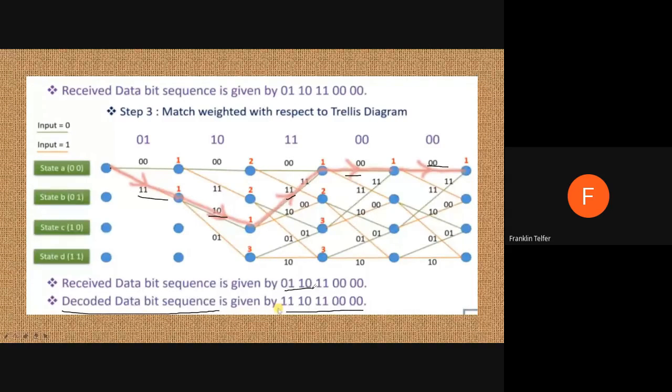You see the received data sequence. When you compare the decoded data sequence and the received data sequence, there is a small error here. You see the 0 here, there is a 1 here. There is a bit being changed. Remaining all bits are the same. This way, you can decode the received data sequence. From the decoded data sequence, we can have error correction.